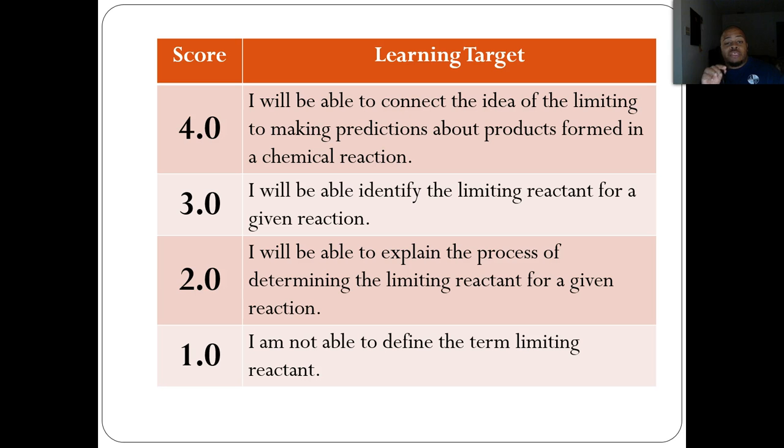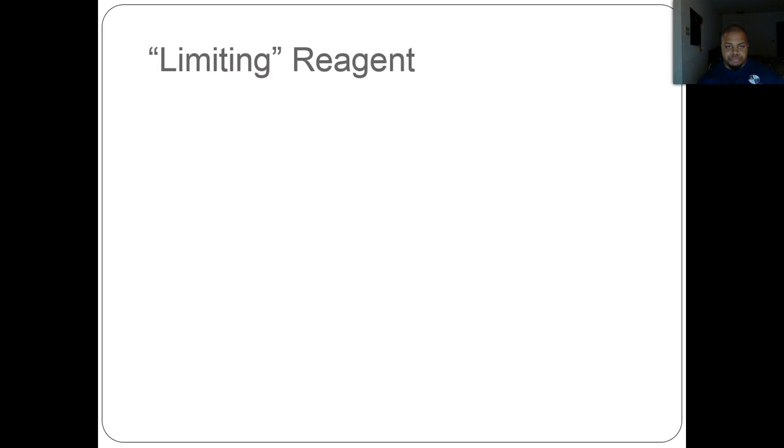What I want you to do now is go ahead and rate yourself. Where are you? Do you already understand how to find the limiting reactant? Or can you at least explain a little bit of how we might get there? Or you might be at level 1 saying, I have no idea what a limiting reactant is, or where even to start with this. So take a moment, rank yourself, and we're going to go ahead and get started.